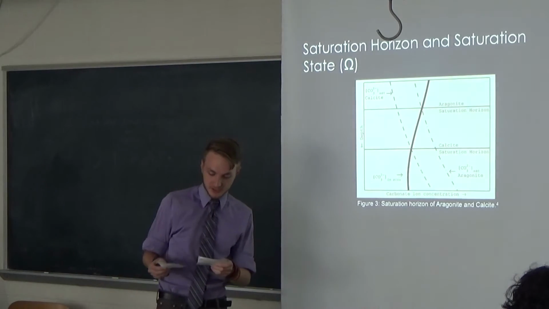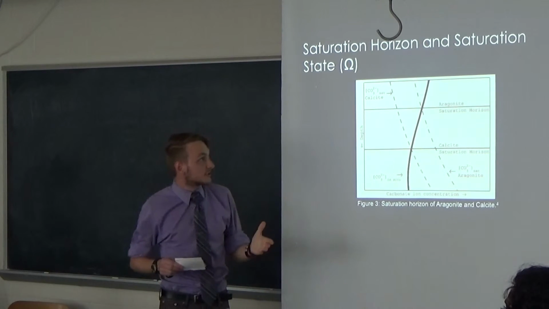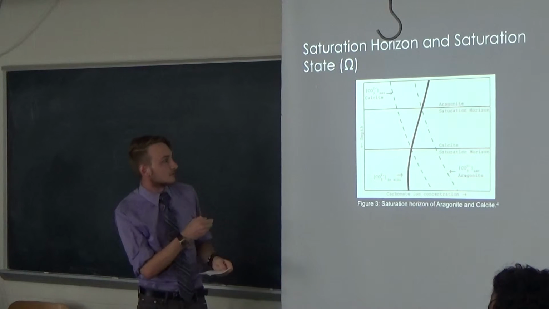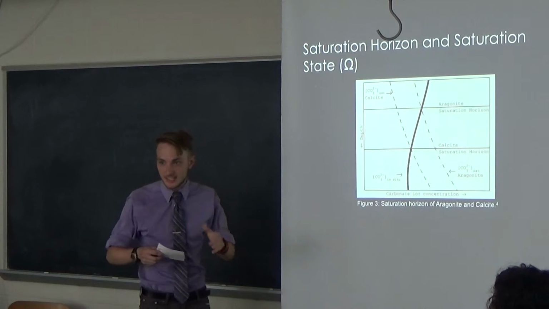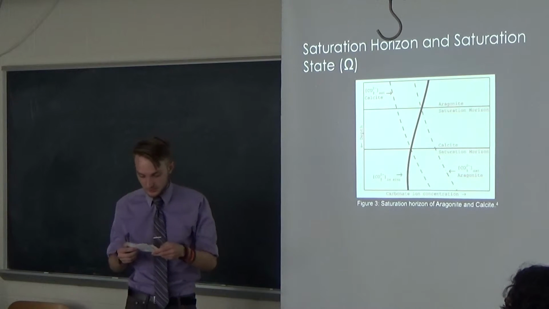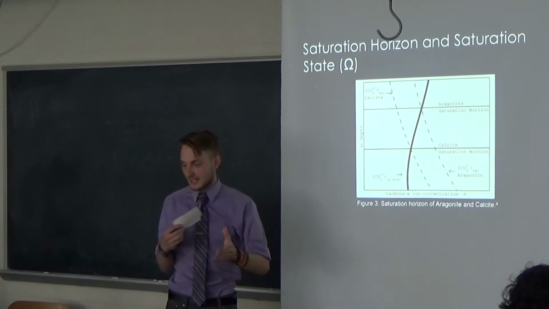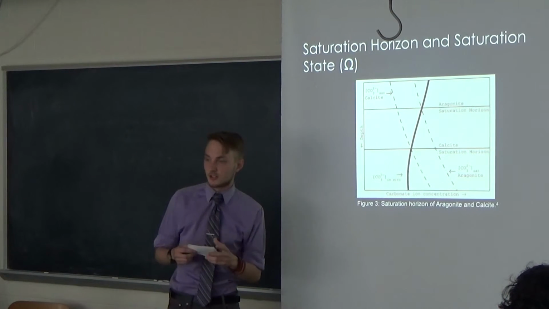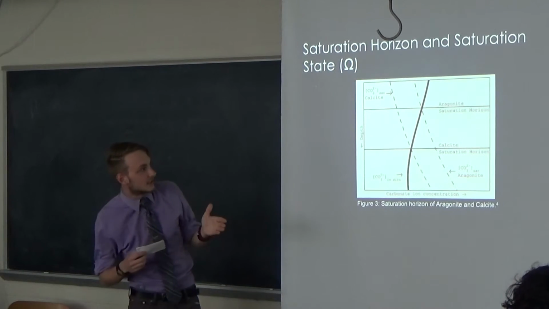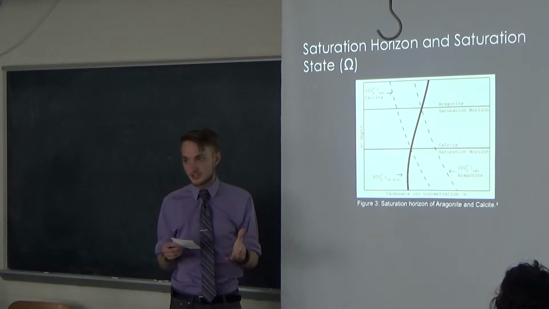Okay, so saturation horizon and the saturation state. The Omega symbol denotes the saturation state. The saturation state has to do with how much carbonate or product is being formed, and that happens at certain depths. So the saturation state can be less than 1, 1, or greater than 1, and each of those has a different definition.